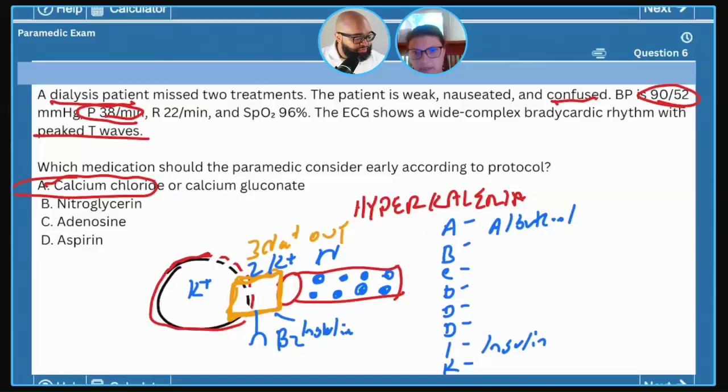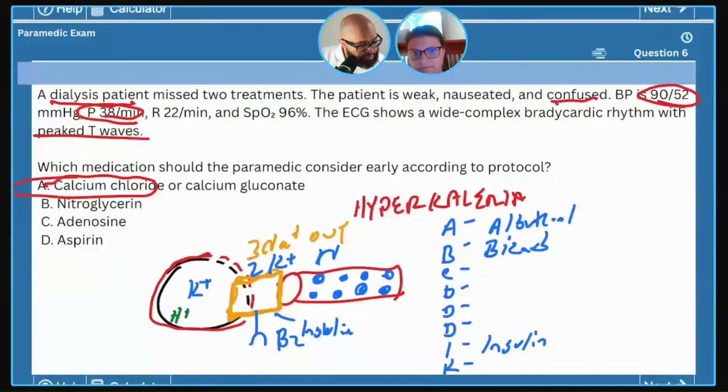What else do we use? Bicarb. How does that work? It negates the acid buildup. Yes. So what's going to happen is we're going to get more hydrogen inside the cell. And whenever you have too much hydrogen, that's acid. So to counteract all this acid here, we're going to use the bicarb.